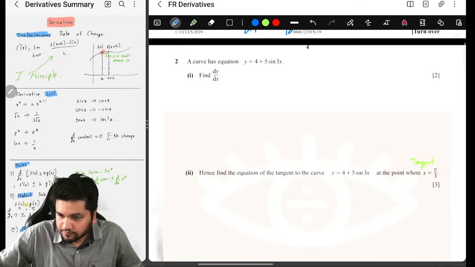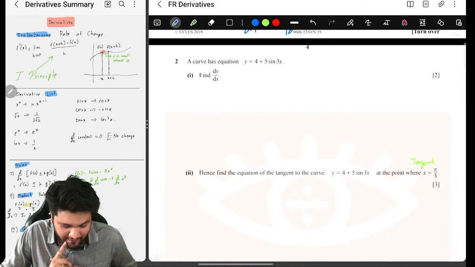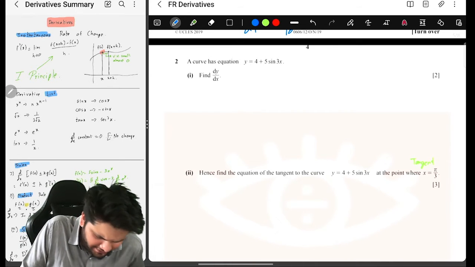That's your answer. Okay, now look at this question. A curve has equation y equals 4 plus 5 sine 3x. Find dy by dx. So the derivative is going to be very simple.